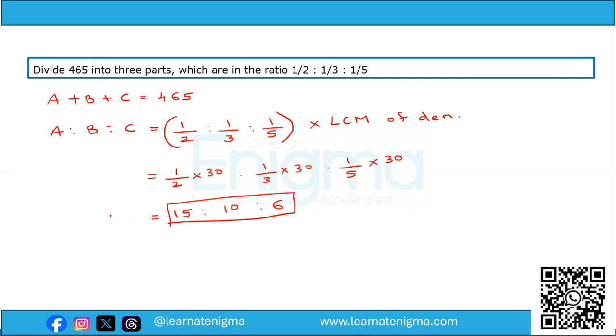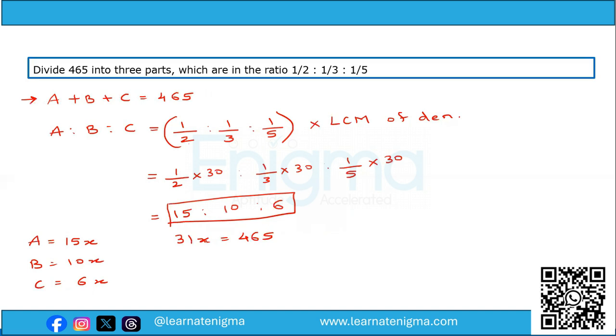Now we have to find each of these ratios. Now we can assume A as 15x, B as 10x, and C as 6x. Now, if we substitute these values in the first equation, we will have it as 15x plus 10x plus 6x, that is 31x is equal to 465.